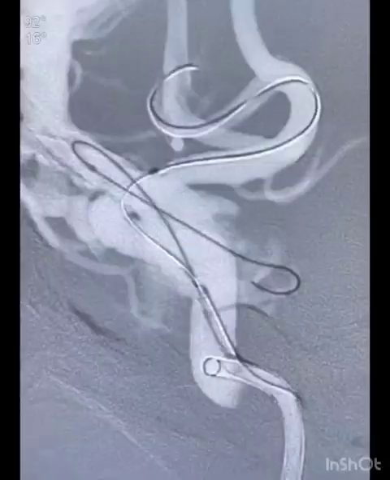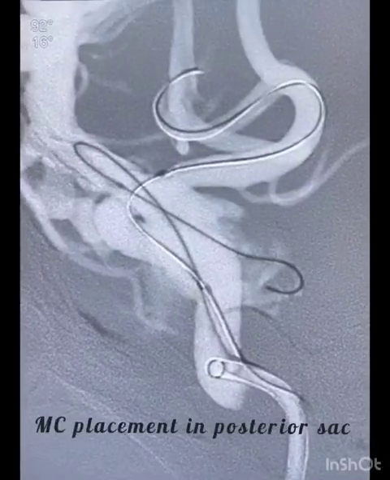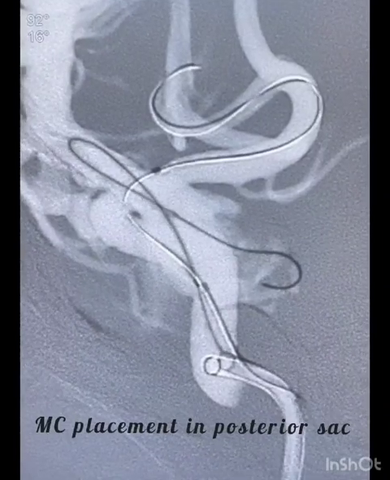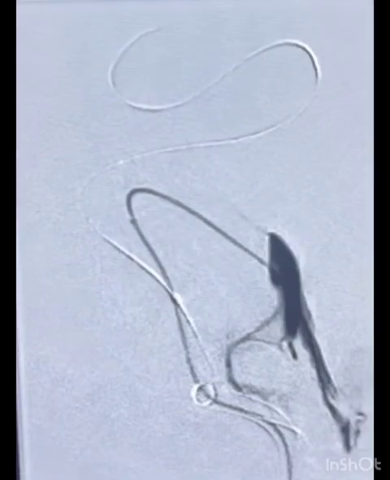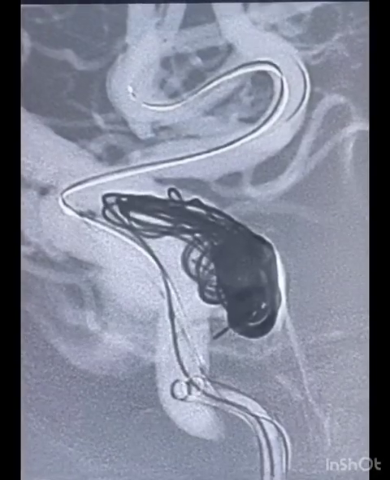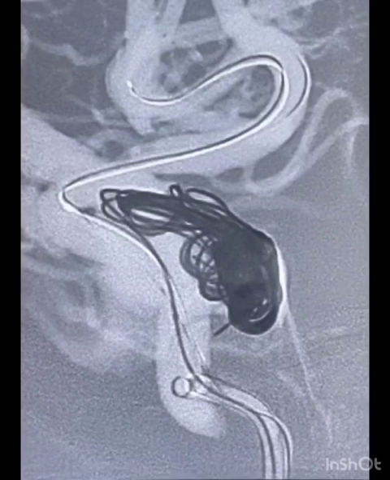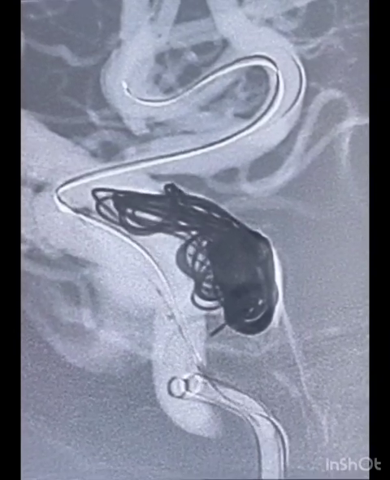Two coiling microcatheters, both Onyx compatible, were placed in the posterior sac. Microcatheter injection showed filling of the posterior sac with intercavernous connection and posterior drainage. Following that, large diameter coils were deployed into the posterior sac sequentially.